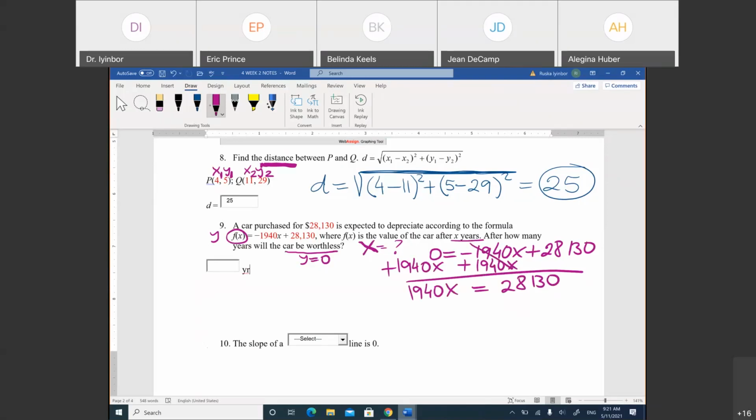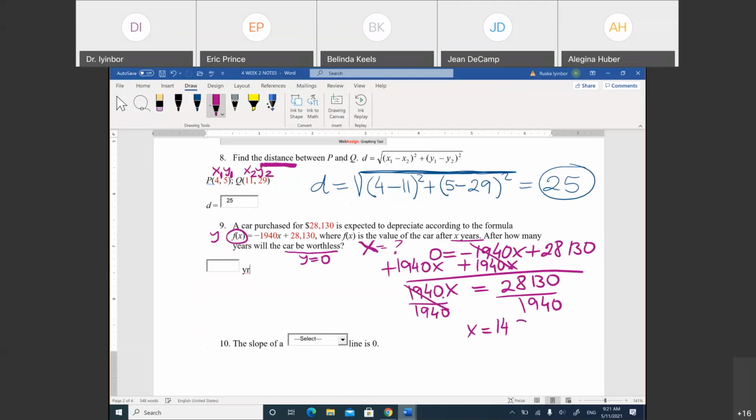Divide both sides by 1940. Yes, that's right. Good job. Dividing both sides by 1940, yes. So when you divide, you're going to get x equals, and here you just have to solve it. You just divide this. I'm going to use my cell phone. So you need to divide 28,130 by 1940, and what do you get?